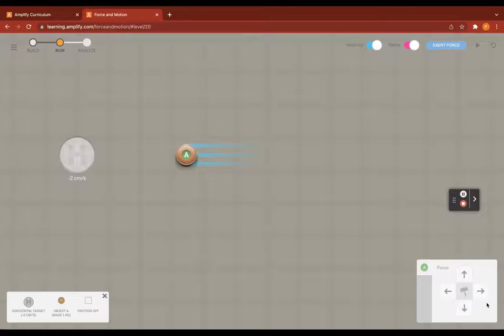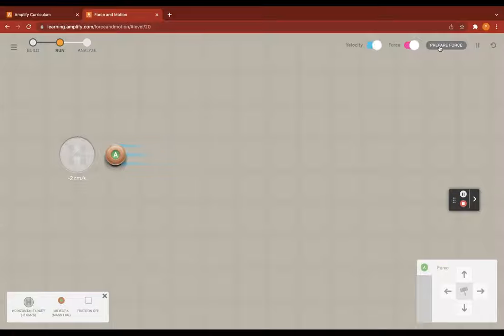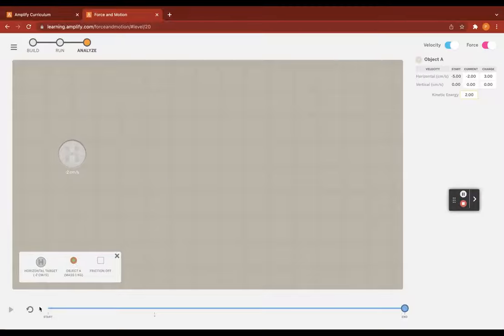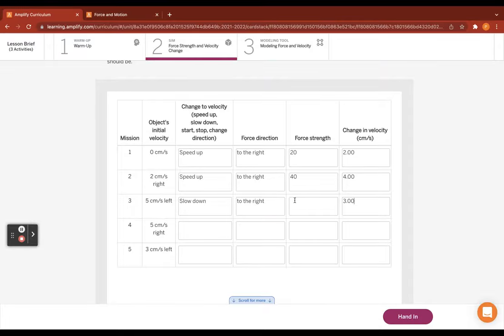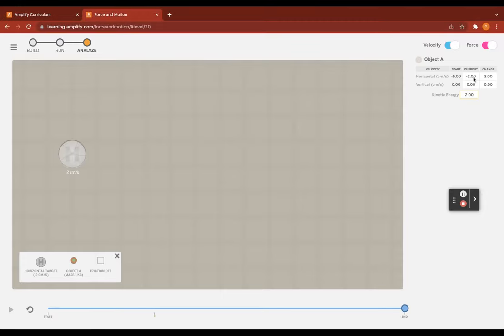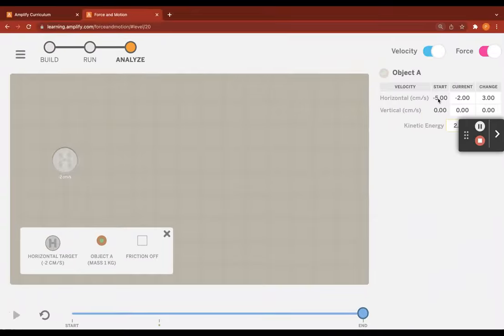Let me prepare a force. I'm going to go 3 clicks to the right and exert. Analyze. Looking for my force strength to pop up on that pink arrow. Force strength is 30. And if I take a look at this data table, it shows me it starts 5 going to the left. It ends at 2 going to the left. That's a change of 3.